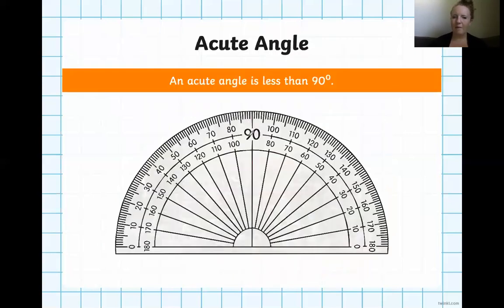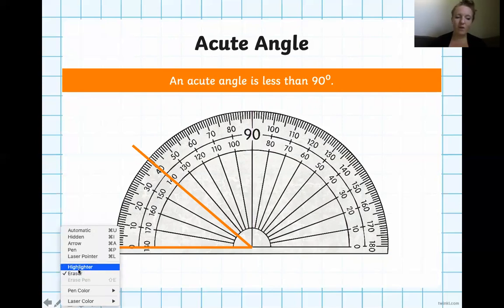Now, what would happen if it was a little bit less than 90 degrees? Say it came up to there, at 40 degrees. You can see my 90 degrees is here. That would be my right angle, but we don't want to make a right angle. We want it to be less than 90 degrees.